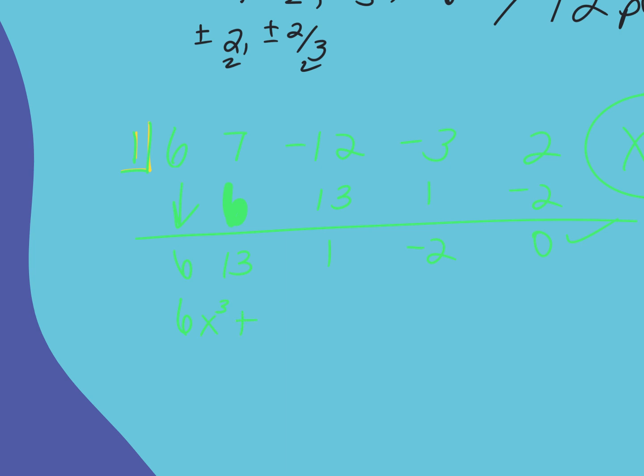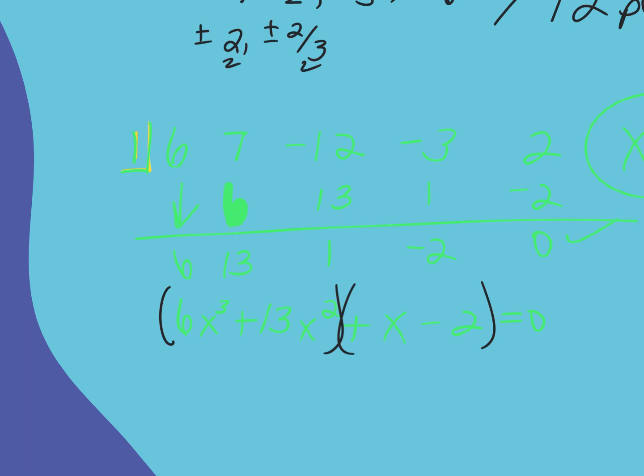6x cubed plus 13x squared plus x minus 2 equals 0. All right, I have 4 terms. What do we hope happens when we have 4 terms? We hope we can do what? Group, okay. Guys, is this going to group? No. Marie said, we can't. Jesslyn said, are you serious?